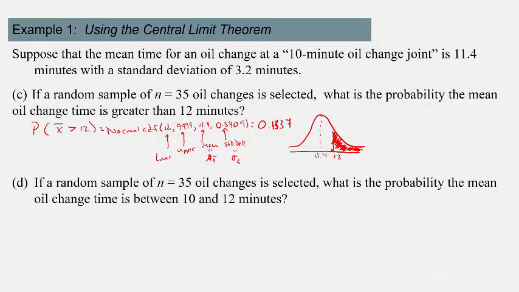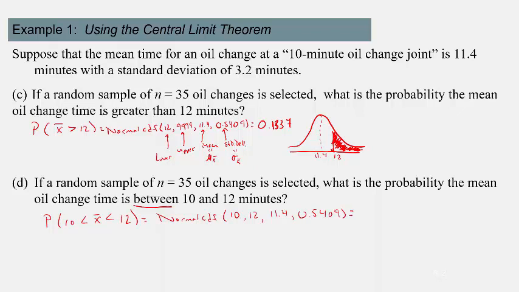Okay. Now let's try this one. What is the probability the mean oil change time is between 10 and 12 minutes? Well, again, you're just going to do the normal CDF. And when you want to be between, this is my lower, this is my upper. The mean was 11.4. The standard deviation is 0.5409.